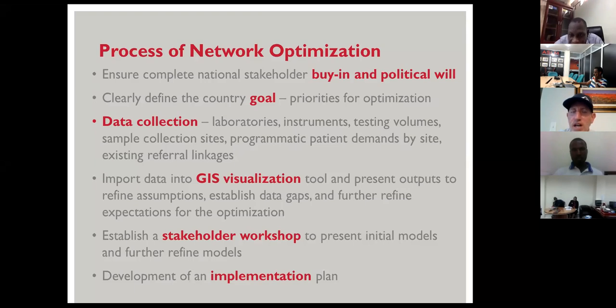This is a very, very key thing. During some of the downtime during those workshops, what we actually do is develop an implementation plan, which includes all of the training, all of the costing components, and looking at how we could actually move forward with doing an optimization and implementing it.